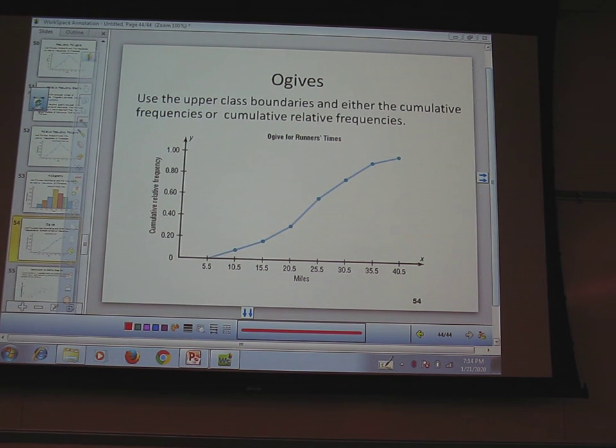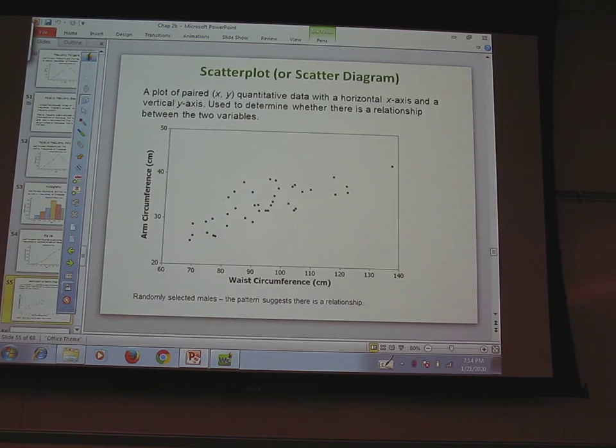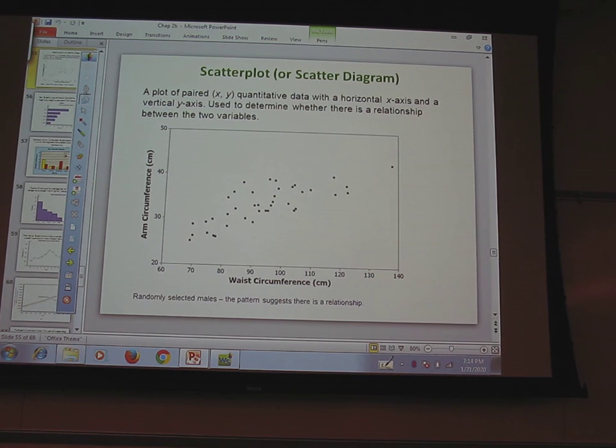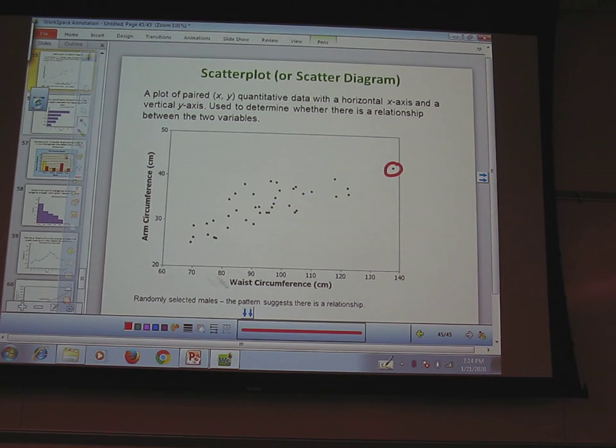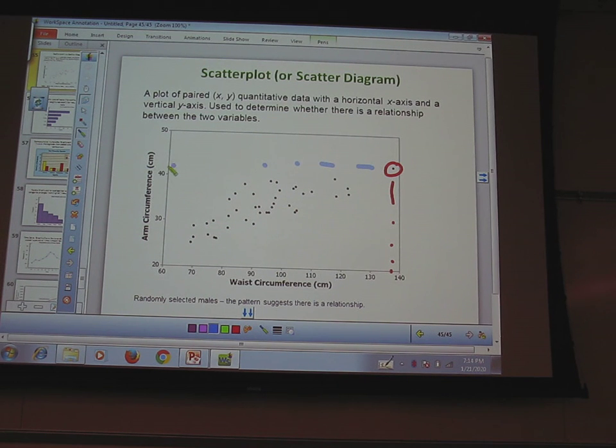And then we have things called scatter plots, scatter diagrams. You guys have seen those before, right? Where every point represents a data point. So this one here would be a data point that has a waist circumference of about 138, and maybe an arm circumference of like 42 or something like that. So this would be one guy who has a waist circumference of 138 and an arm circumference of 42. Each one of these points represents a person and their data.